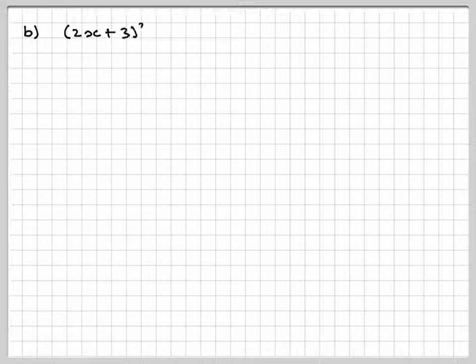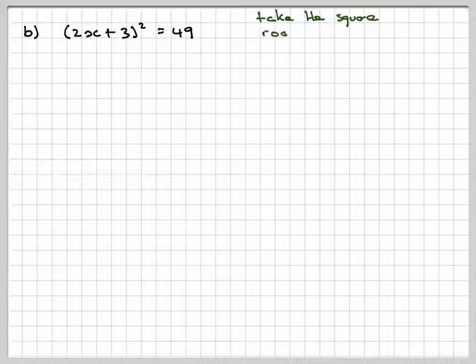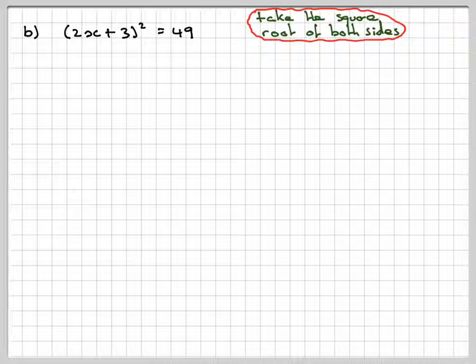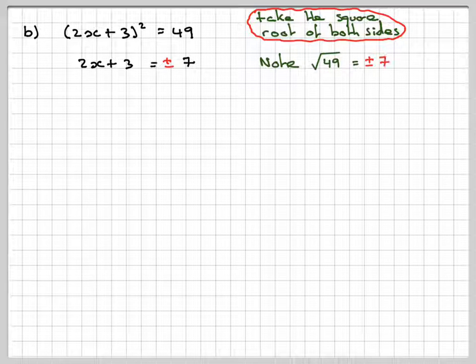Right, the next type, 2x plus 3 squared is equal to 49. Now you could expand the bracket, take over the 49, put it equal to 0, but there is a quicker way of doing it. The opposite of squaring is to take the square root of both sides. So if you take the square root, you're going to get 2x plus 3 is equal to the square root of 49. Now the square root of 49 is plus or minus 7, because minus 7 times minus 7 gives you plus 49. So in this case you need to take plus or minus, and then you just proceed as follows.